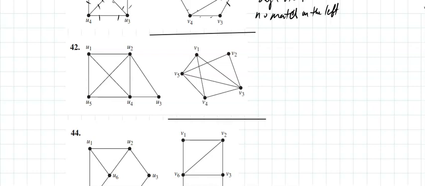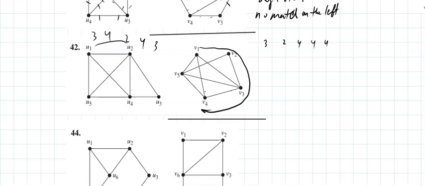I'm looking at 42. So 2, 1, 2, 3, 4, 1, 2, 3. So here, I could think of it this way. I have 3, 2, 4. I'm going in this direction. 4, 4. That's it. And here, I notice I have 3 going in this direction. 4, 2, 4, and 3. Do they match?